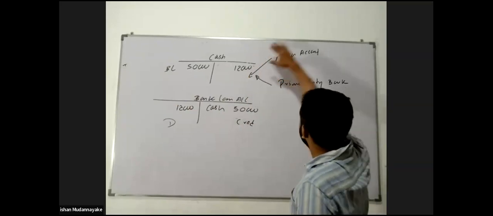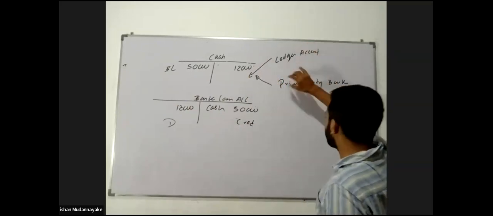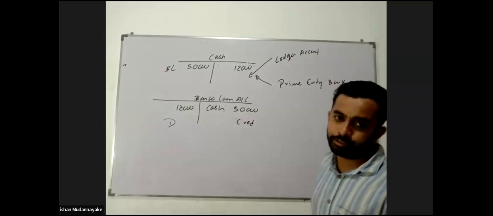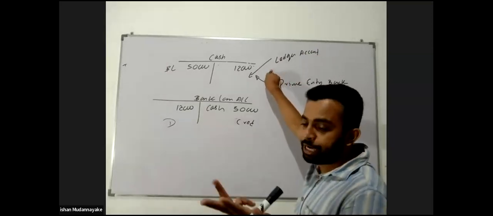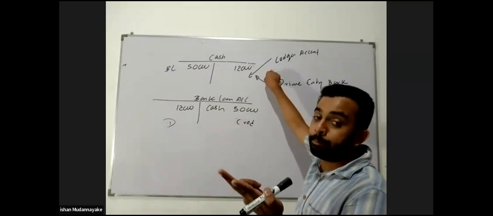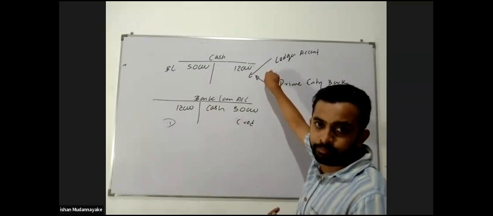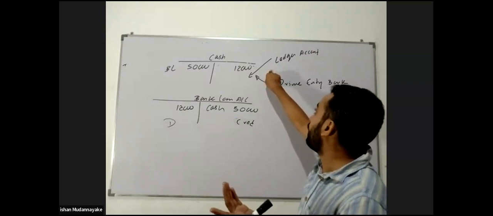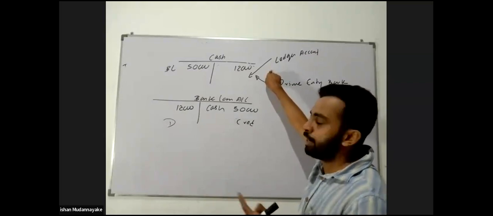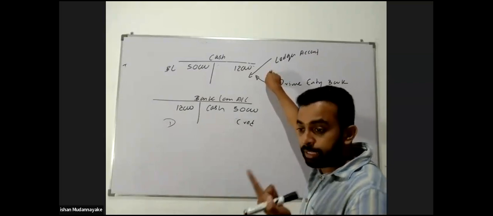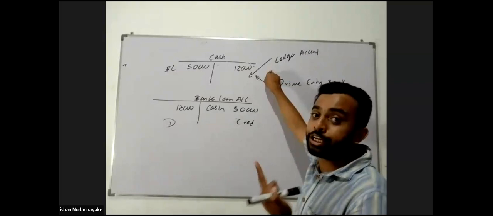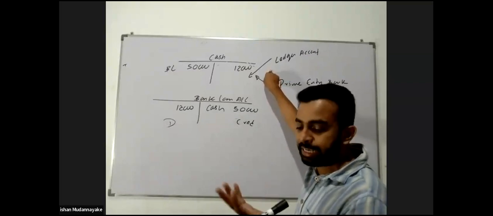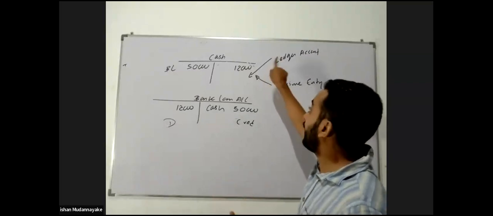Right. Then these are the dual functions of the cash book: acting as a ledger account, and acting as a prime entry book. These dual functions are applicable for the cash book, bank account and petty cash book. In the bank account, the dual functions are acting as a ledger account and acting as a primary book. The same theory is applicable for the petty cash book as well. Petty cash book acts as a primary book and acts as a ledger account.